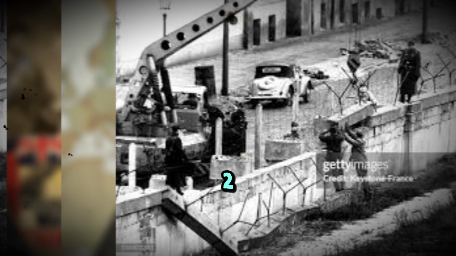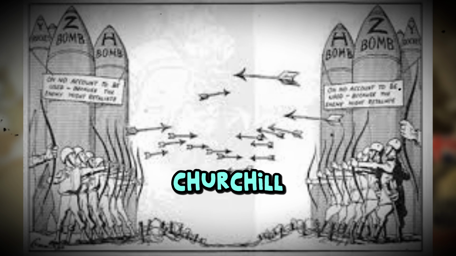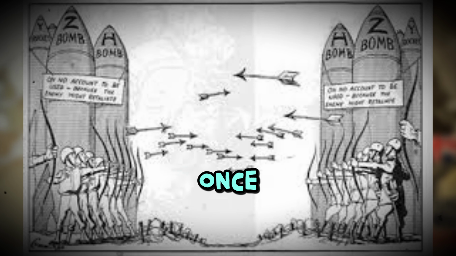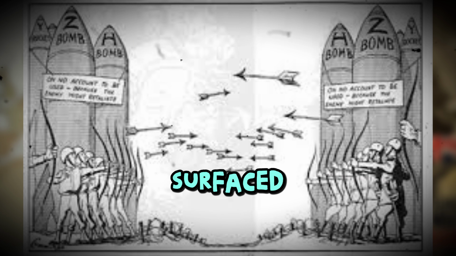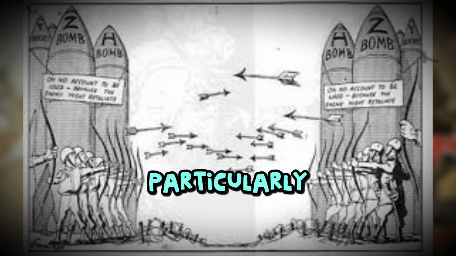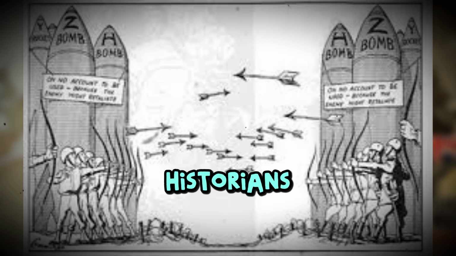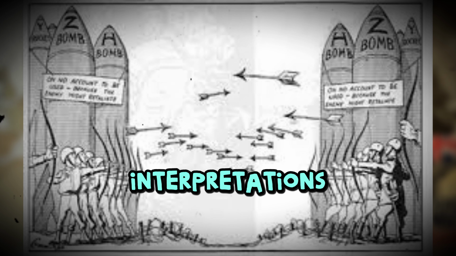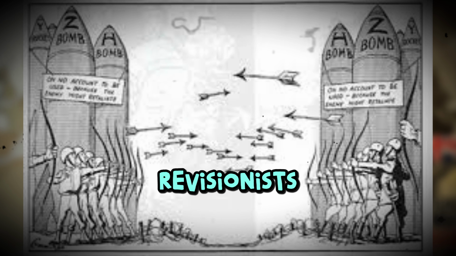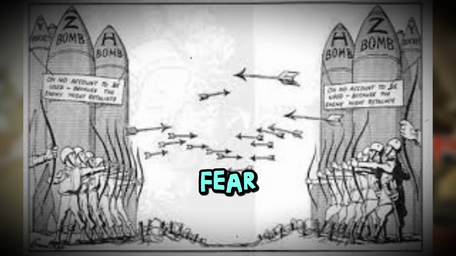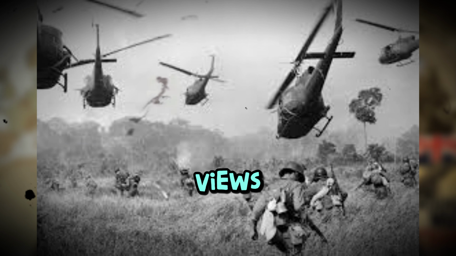The end of World War II. The alliance between Roosevelt, Churchill, and Stalin was temporary. Once Germany was defeated, tensions surfaced over the future of Europe, particularly in Eastern Europe. Historians debate the origins. Orthodox interpretations blame Stalin, revisionists blame the USA, and post-revisionists see a complex mix of ideology, fear, and miscommunication. For A-level essays, it's key to discuss these differing views.